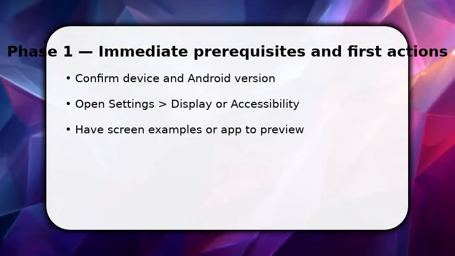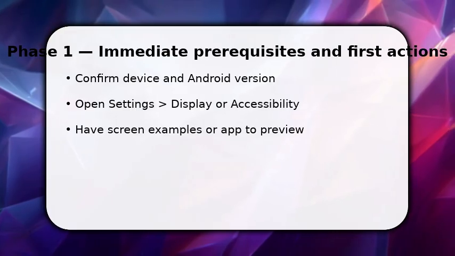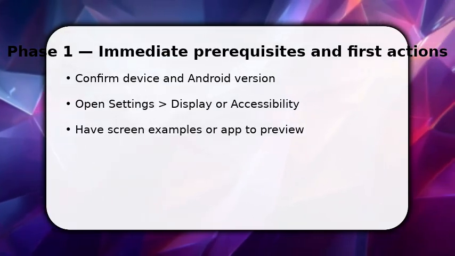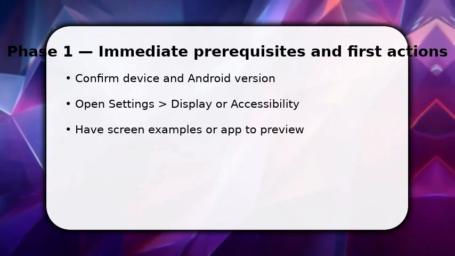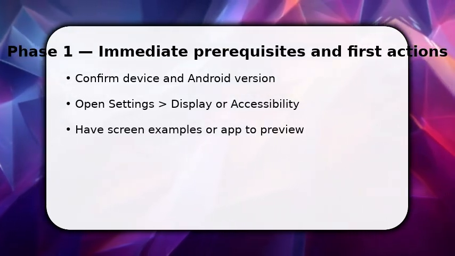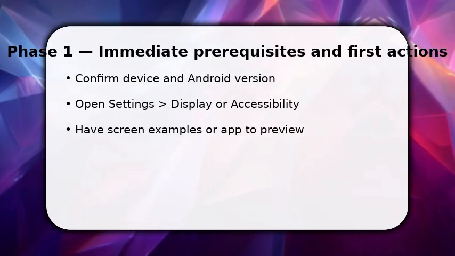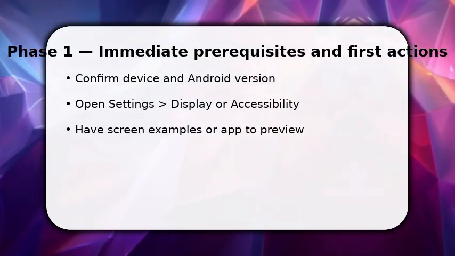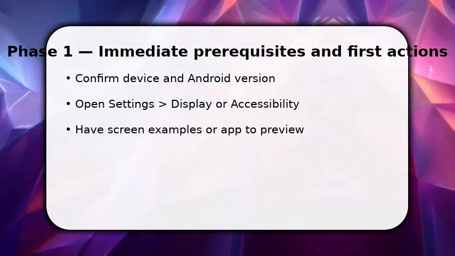You start by preparing the device and opening settings. This saves time later. Once you know your Android version, go straight to Settings, then Display or Accessibility. Different vendors place controls differently. Make sure an app or sample text is open for live preview because you will change values and watch results. You do not need extra apps yet.